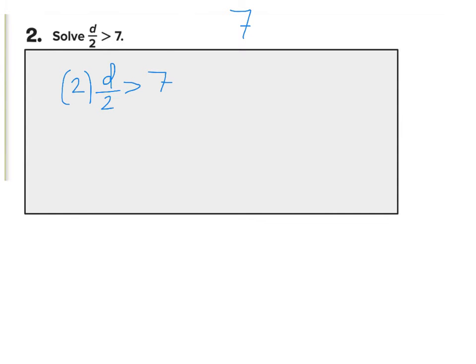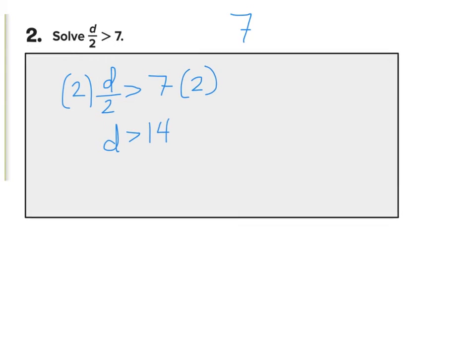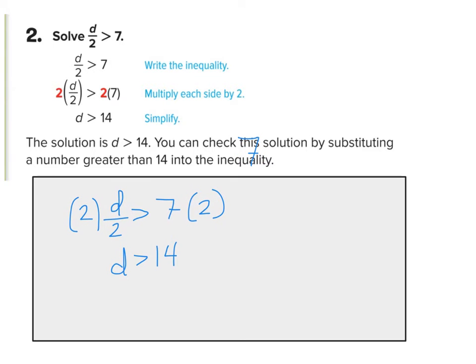Multiply both sides by 2 to get d by itself. 2 times d over 2 is just d, is greater than 7 times 2, which is 14. So d is greater than 14. Let's check our answer. The solution is d is greater than 14. You can check the solution by substituting a number greater than 14 into the inequality.